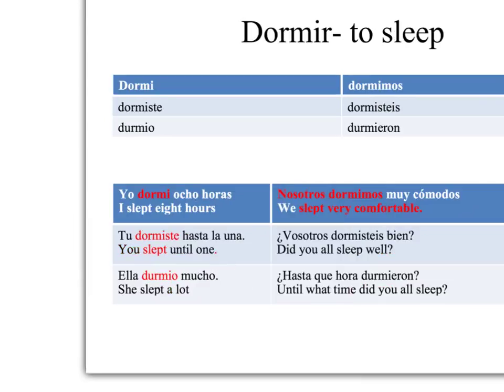Now let's take a look at the verb dormir, which means to sleep. And here we go. Dormí, dormiste, durmió, dormimos, dormisteis, y durmieron. Let's take a look at some of the examples. Let's take a look at the he, she, usted form, third person singular right here. Ella durmió mucho. She slept a lot. Pause the movie so you can look at the examples carefully.